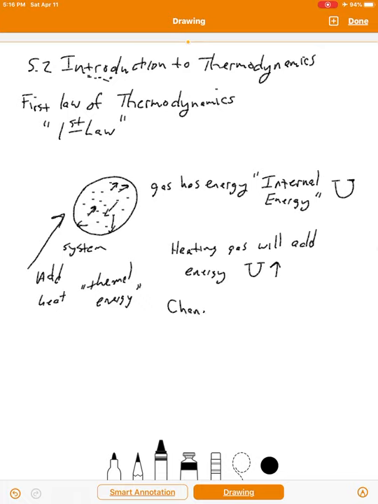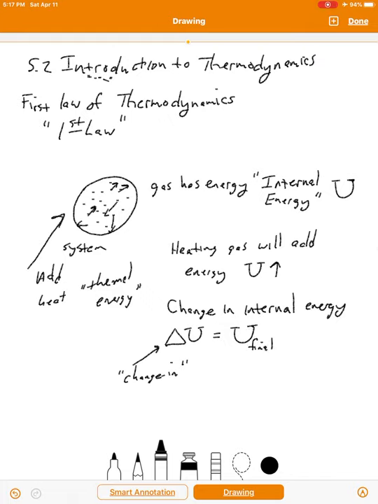What I'm going to claim is that the change in internal energy when we heat the gas, they're now moving around faster, I'm going to call that delta U. And we're going to use this symbol quite a bit, delta. This means change in. Delta U is the final amount of internal energy, the amount of internal energy it has after you heat it, minus the initial internal energy, the amount of internal energy it has at the beginning. So the process is it has a certain amount of internal energy, you heat it, and now it has more internal energy. So that would be the final.